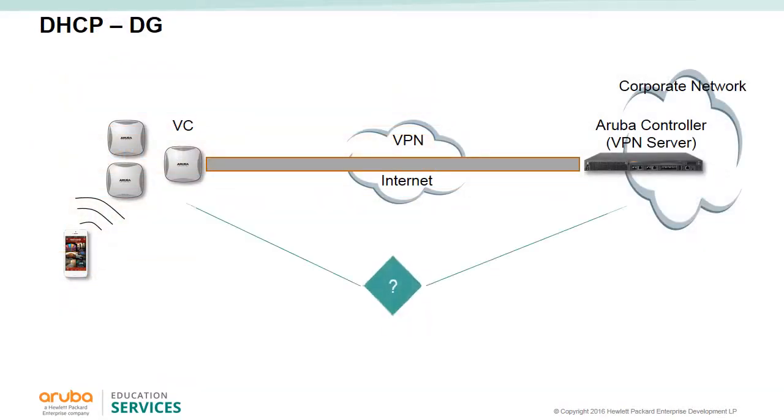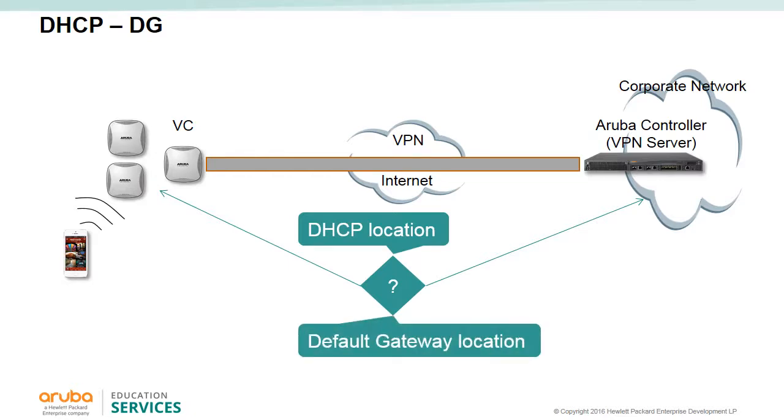The DHCP service for the client can originate on the IAPs, or from the local server, or again can originate from the corporate network. The default gateway can be on the IPv4 or in the local network, or can reside in the corporate network. There are several options when configuring the IP clusters to determine the location of the DHCP server or where the default gateway will be.